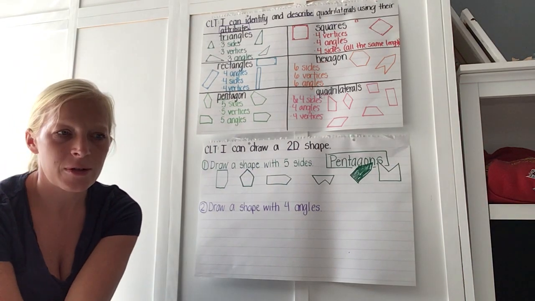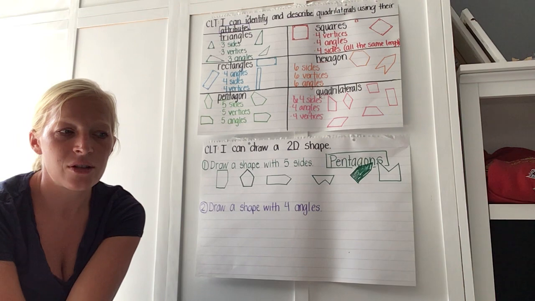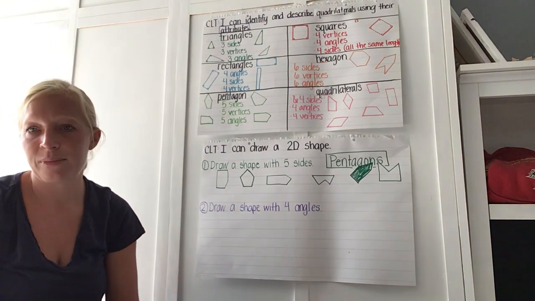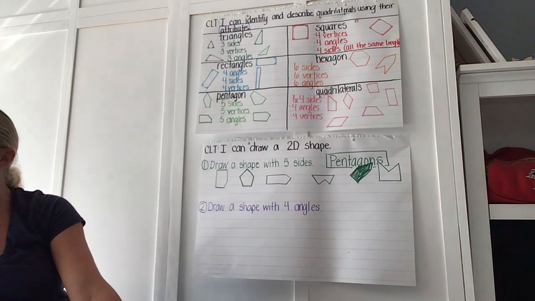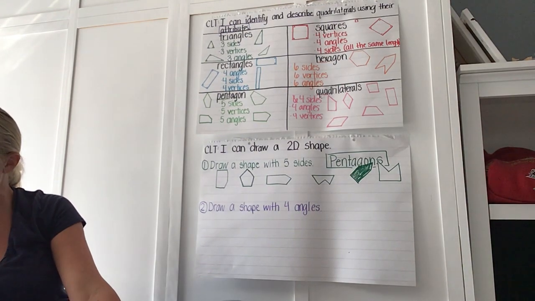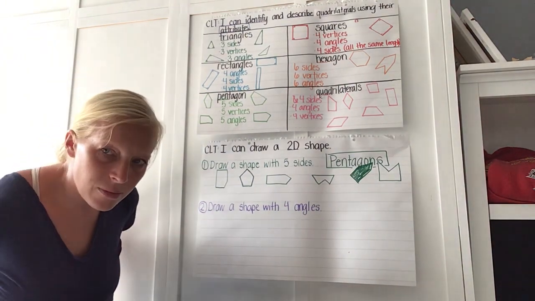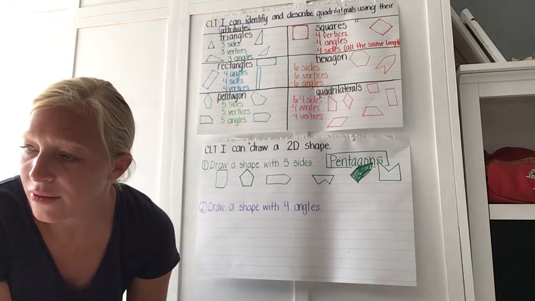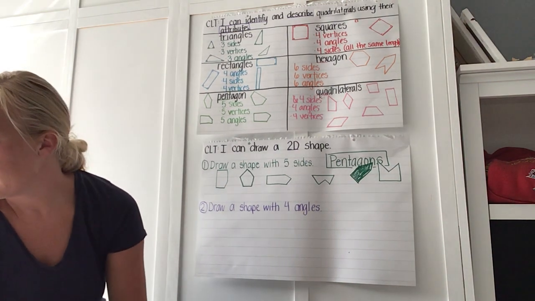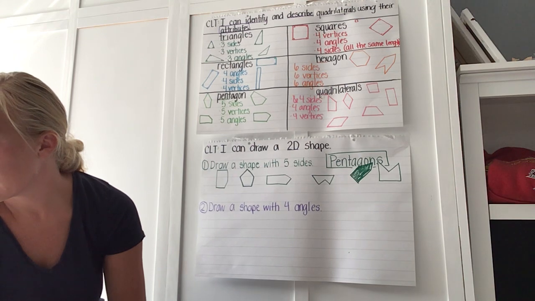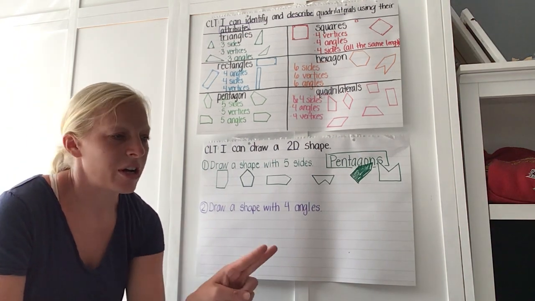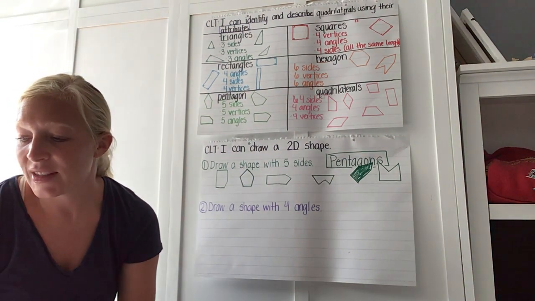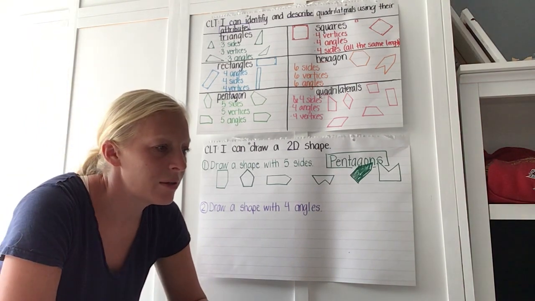Turn and face your partners. And A's, go ahead and go first. B's, remember you're listening. All right, go. B's, go ahead and share. And now I want you to talk about how yours are the same and how your shapes are different. How are your shapes the same? How are they different?